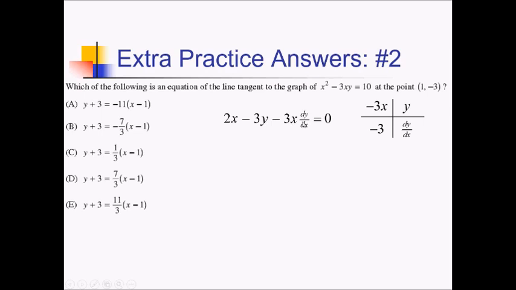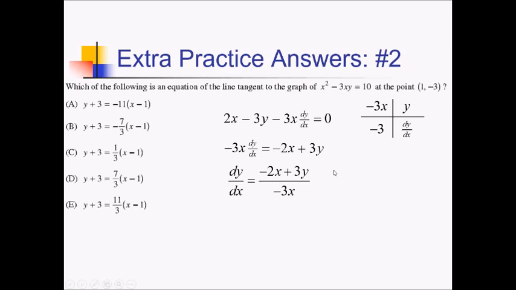Isolating dy over dx now, I can subtract the 2x, add the 3y, keep the -3x dy over dx here. So this is staying on the left side, and we've got -2x plus 3y on the other side. And now let me just divide everything by -3x to really get dy over dx by itself. So there's our derivative. Now we actually need the slope of this function at 1, -3.